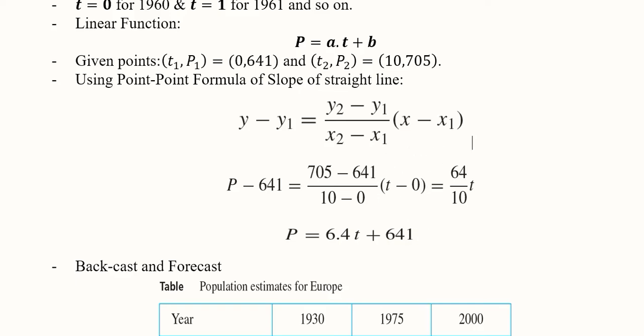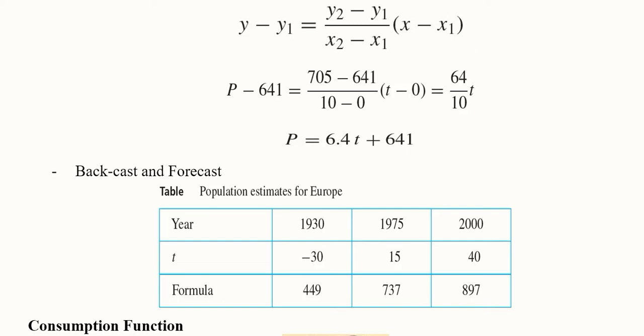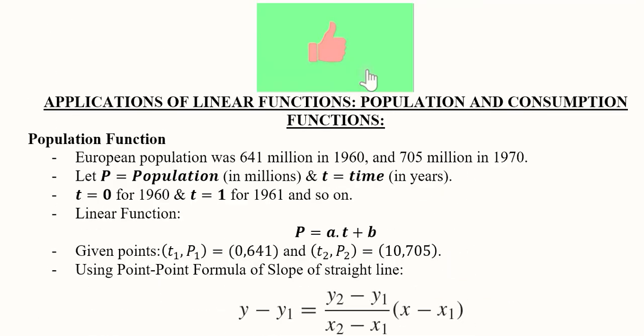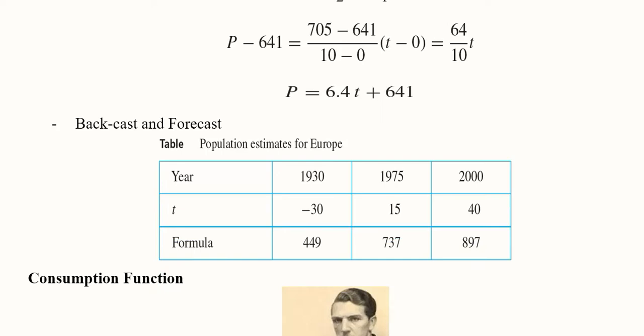Now we can solve this, and once we solve it, we get 64 over 10 into T. Rearranging this, I get the value of P in terms of T. You can do the simple algebra by combining these terms and making it an equation where the population depends upon time. Now we can use this to backcast or forecast. This is the utility of functions: by using the point form of the straight line equation, we have developed a population function that we can use to backcast or forecast.